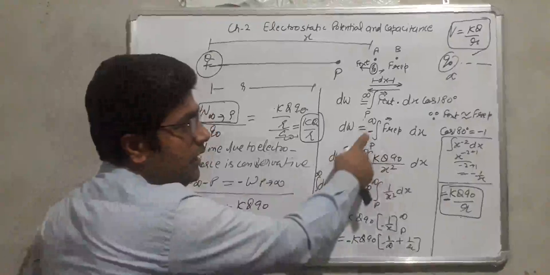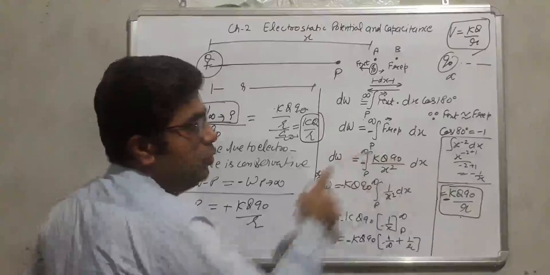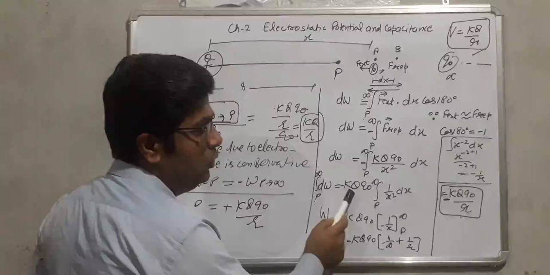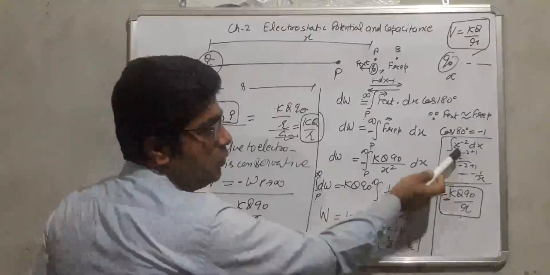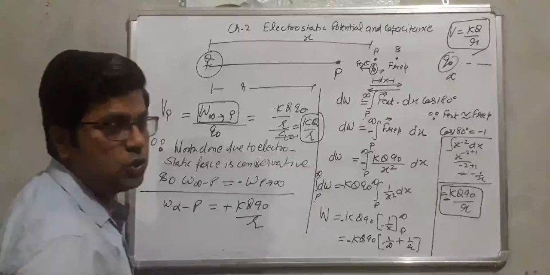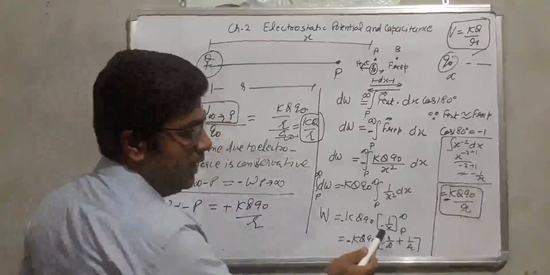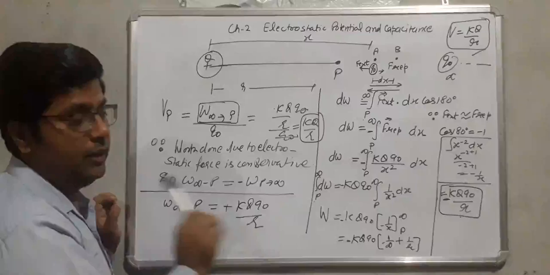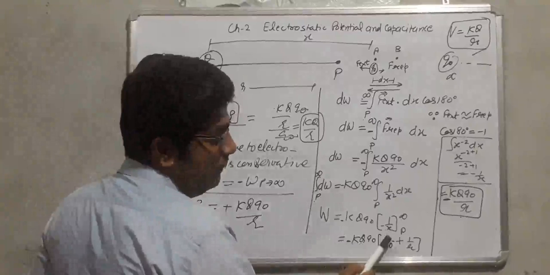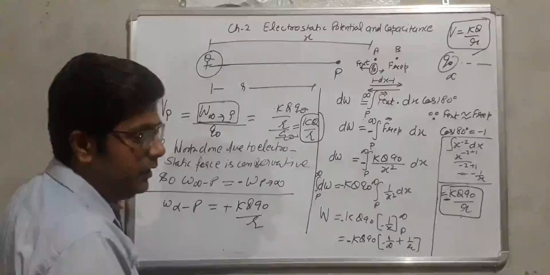Here we have a negative sign because of minus cos 180, that is minus 1, P to infinity K Q Q naught by Coulomb's law, K Q1 Q2 by R square. Distance is x here. K Q Q naught we can take common because they are constant. Integration of 1 by x square is x raised to the power minus 2. Now integration of x to the power minus 2 plus 1 by minus 2 plus 1 becomes minus 1 by x. Now in limit P to infinity, the value of P is R, the distance is R. So minus K Q naught, upper limit minus lower limit, minus minus plus, something by infinity is 0. So it becomes minus K Q naught by R.